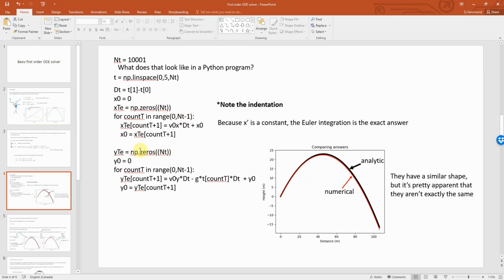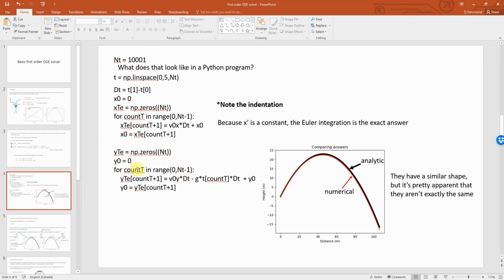However, we have y of t. We also have to create this array, so np.zeros. We call this numpy package, and zeros just clears an array of the size of nt, as we've already defined nt up here. And then again, we just say that the initial height is equal to 0, so y naught equals 0. And then we have for count t in range 0 to nt minus 1, and this colon.